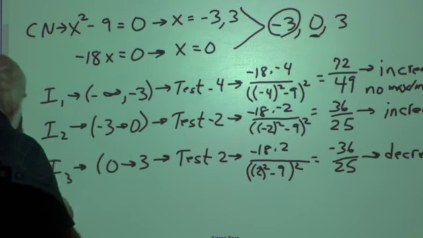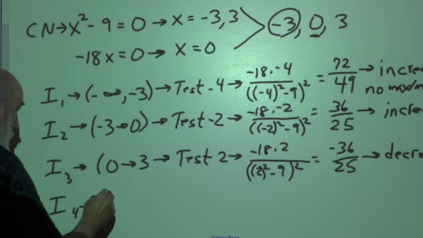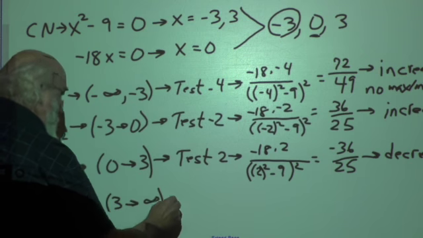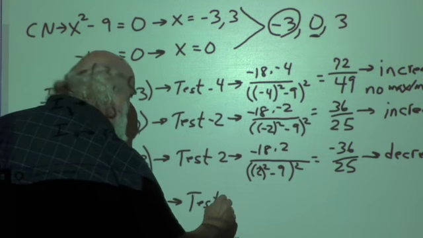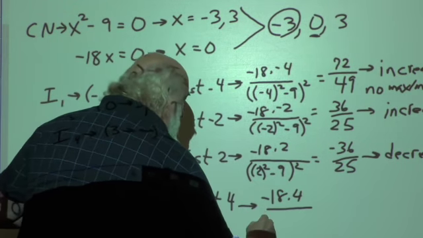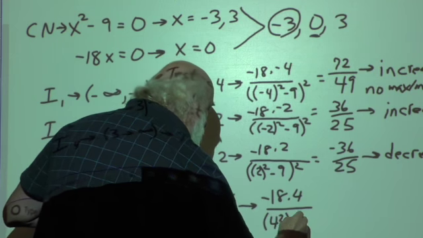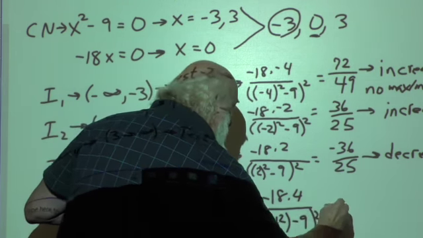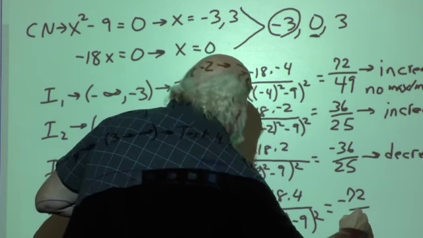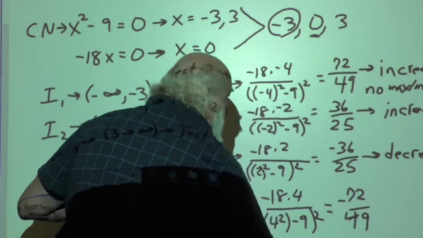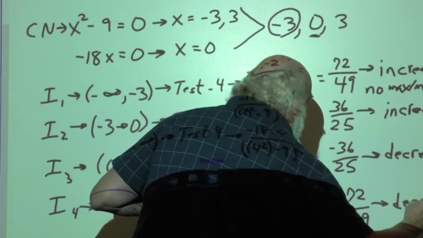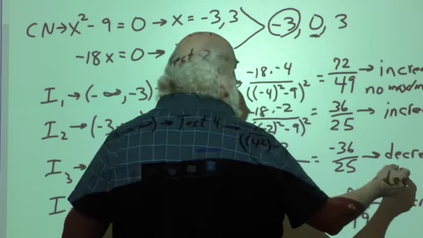And then I4 is going to go from 3 to infinity. So I'm going to test with 4. So negative 18 times 4 over 4 squared minus 9 squared gives me negative 72 over 25, or 49 rather. And that is negative. So that decreases as well. So there's no minimum or maximum here.